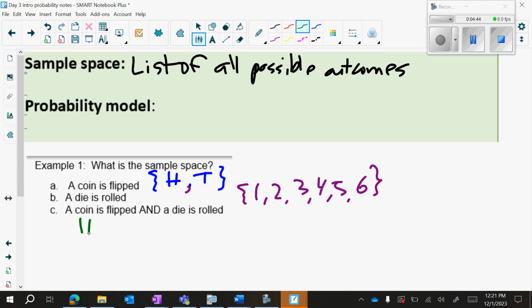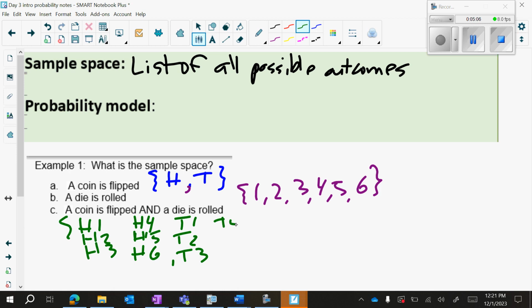I can list H1, H2, H3, H4, H5, H6. And what does that mean? That means I got heads on the coin and 1 on the die. I got heads on the coin and 2 on the die, etc. And then I could also get T1, T2, T3, T4, T5, T6, okay? So that is the full sample space here.